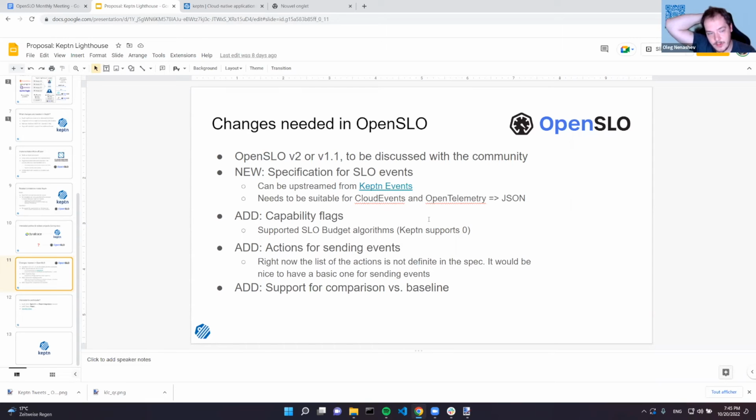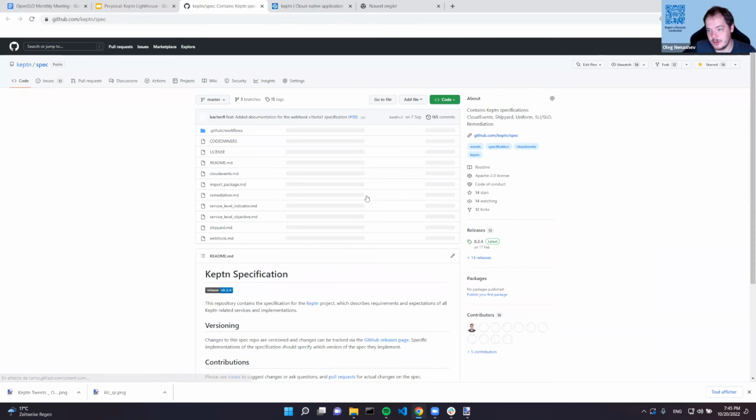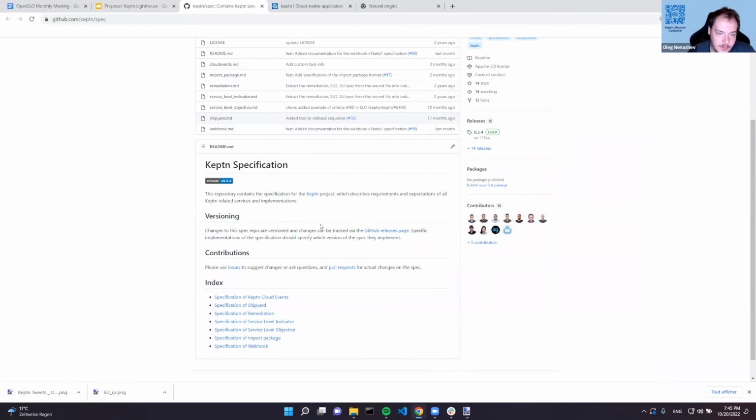I think it would be quite interesting for us. And we could also contribute some bits upstream, like Captain events. What we have at the moment, we can also adjust the formats, but I think it would be really interesting for OpenSLO adopters as well if we had a standard eventing interface.